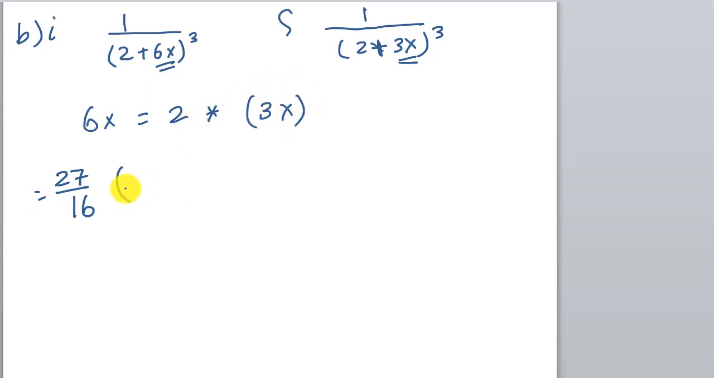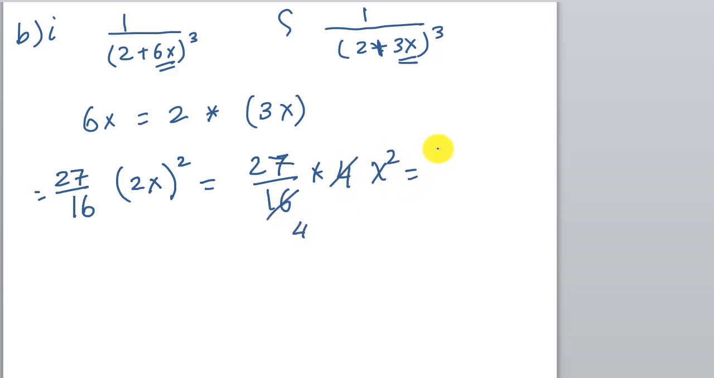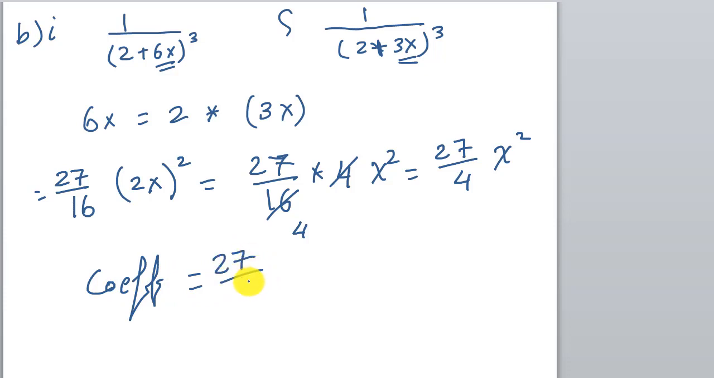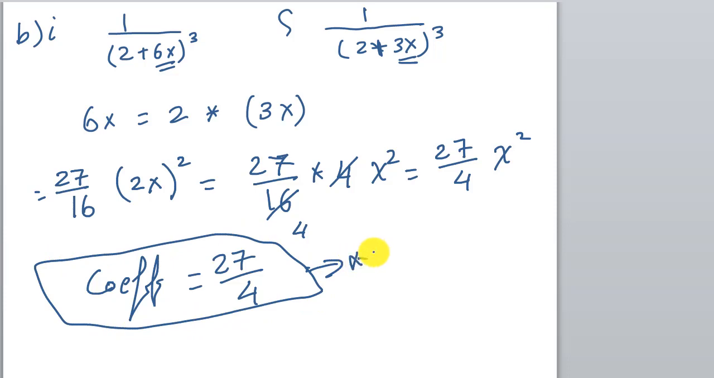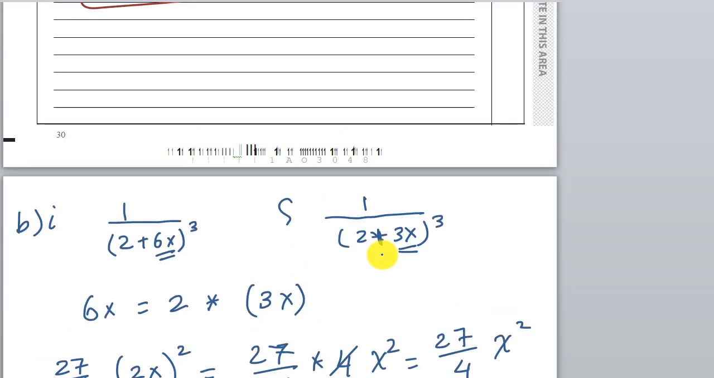So instead of x, it will be 2x squared. So it's 27 divided by 16 multiplied by 4x squared. So this one was 4. So 27 divided by 4 x squared. So the coefficient is equal to 27 divided by 4. And this is the answer of this part. Okay. Now let us go ahead.